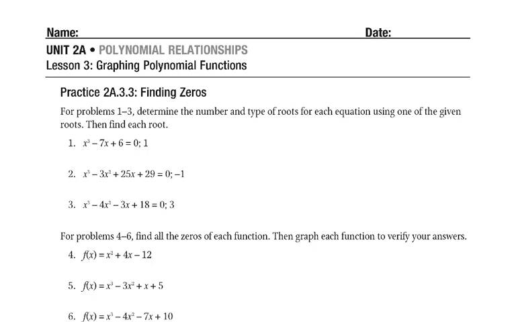Here we go, Math 3, Practice 2A.3.3, so finding some zeros. Alright, so on this first set, they've given us one of the roots, so they want us to determine the number and type of roots for each equation. Then we've got to find each root. Okay, so basically find the roots.